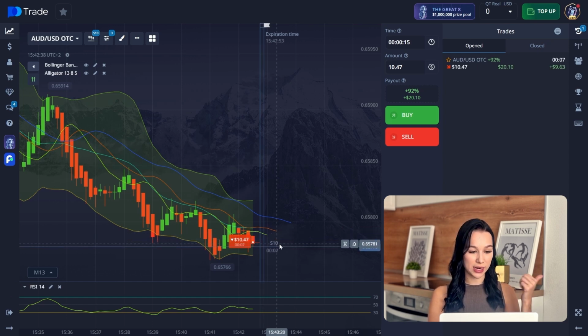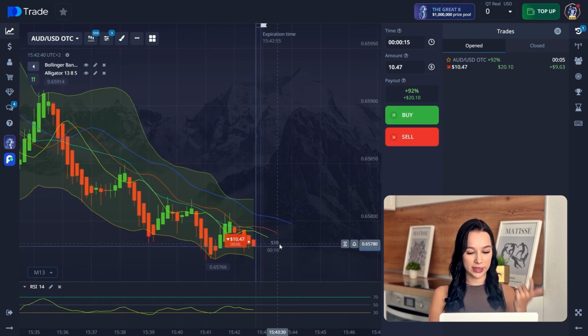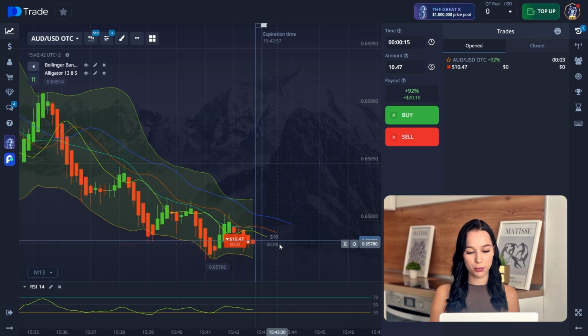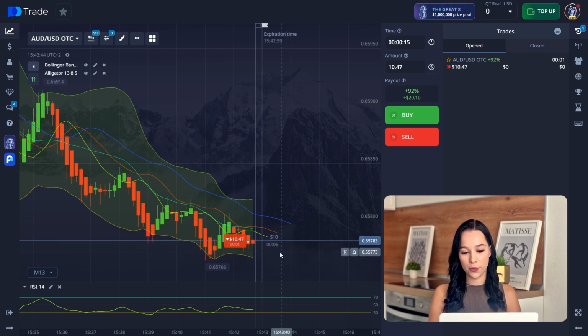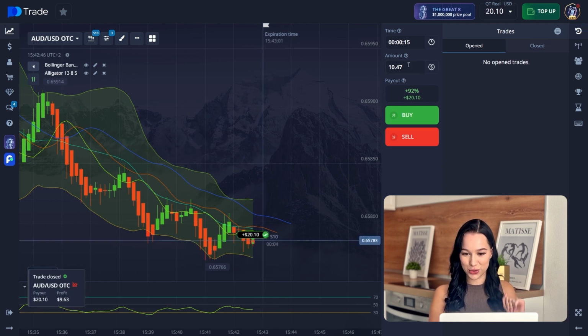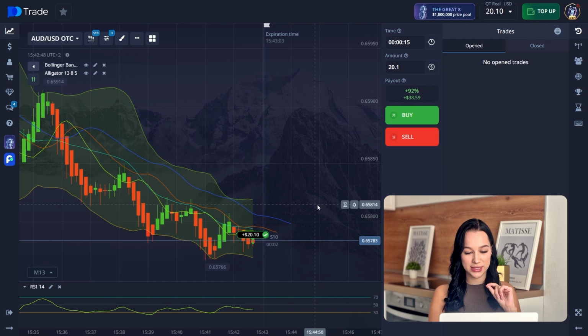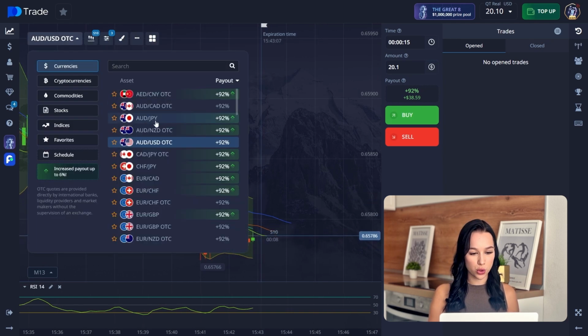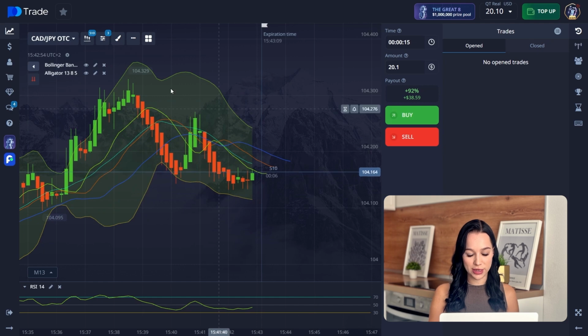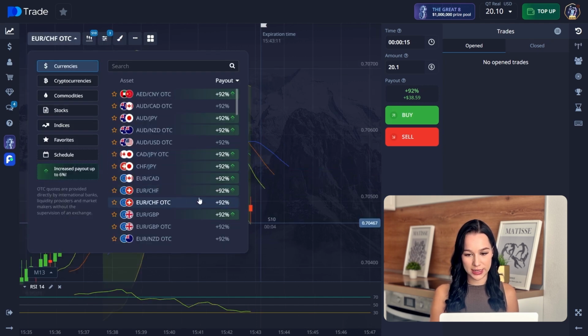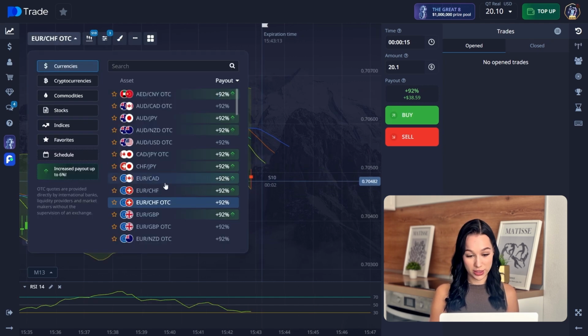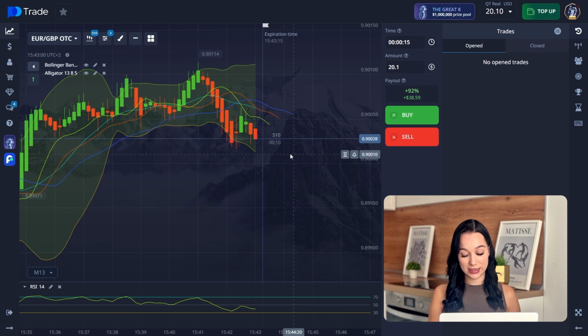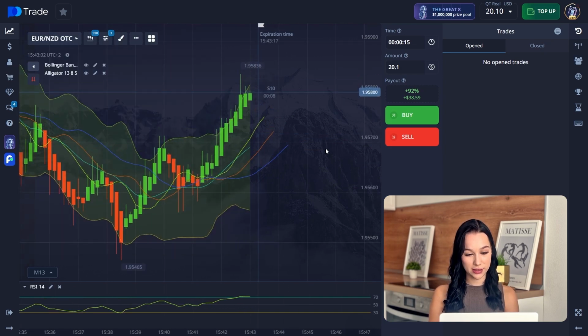So here we can see by the alligator it's a sell signal, by the RSI it's a sell signal, and by the Bollinger Band we still have some distance till the, yes, we close the trade. So yeah, we still had some distance till the support level. That's how it shows us that we still can open a sell trade here, and that's what we did. So now we have $20, guys. Okay, not that bad. So let's find something else.